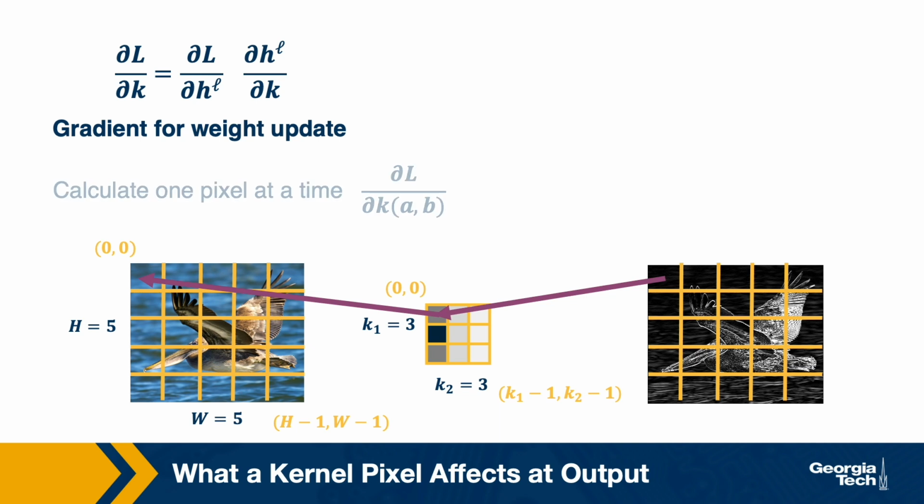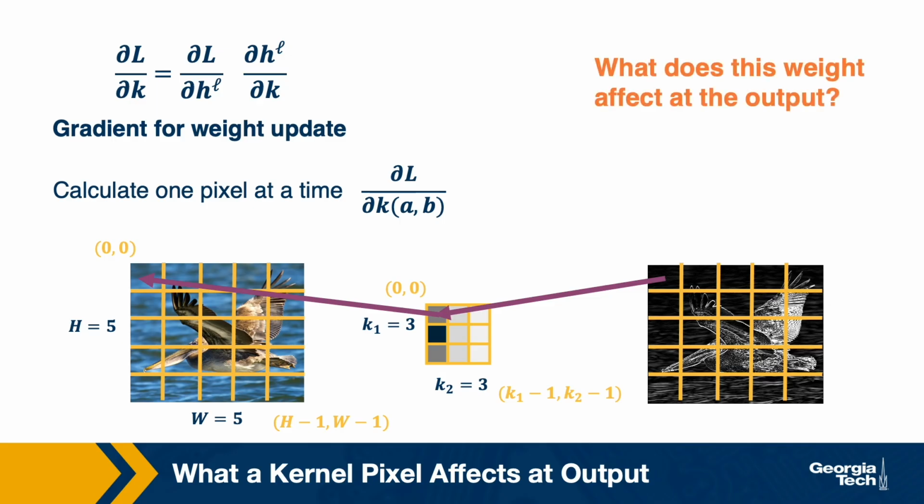Specifically, we can do this one pixel at a time. That is the partial derivative of the loss with respect to W of a, b. For example, we can pick 0, 0 in the kernel. Again, this is one pixel in that middle kernel that's a 3 by 3 matrix. And so we can try to ask ourselves the following question. What does this weight affect at the output?